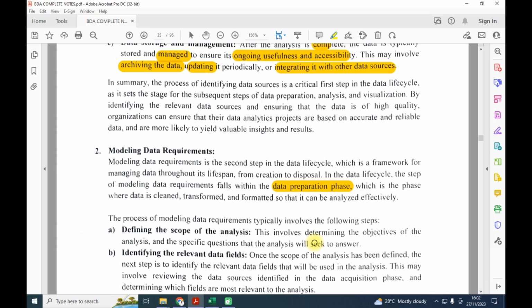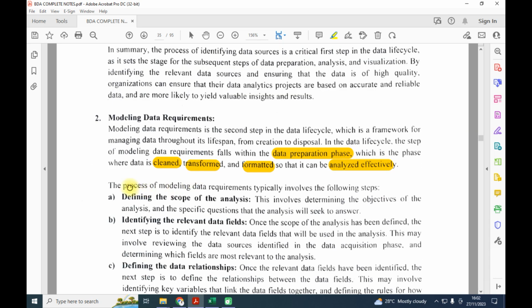So modeling falls under the data preparation phase, which is a phase where data is cleaned, transformed. This one we have looked at. We are cleaning, transforming, and formatting it so that it can be analyzed effectively. That is the second phase. So this is where modeling data requirement falls in. So the process of modeling data typically involves the following steps.